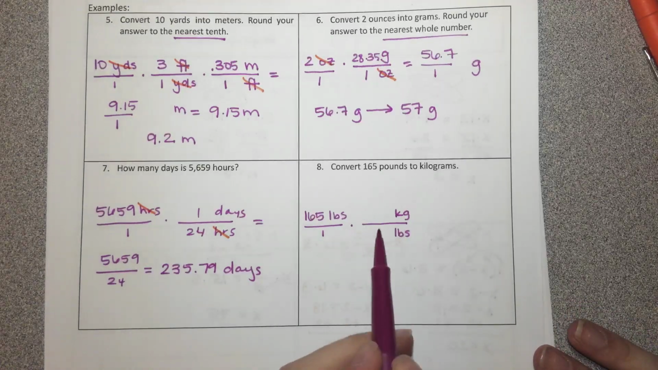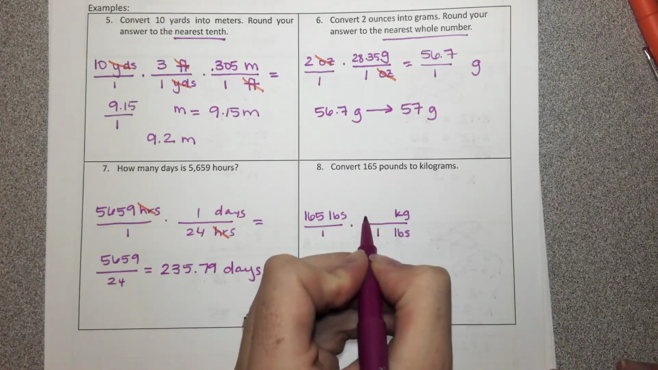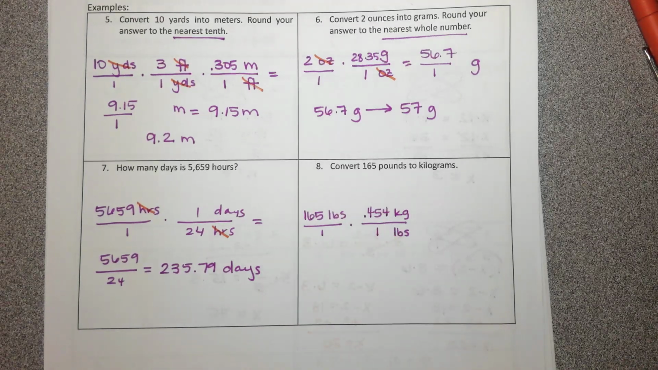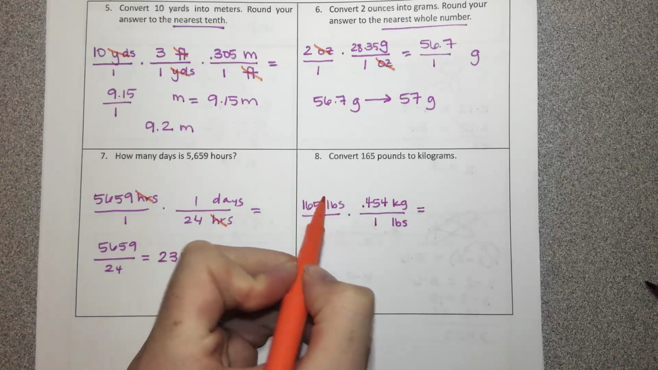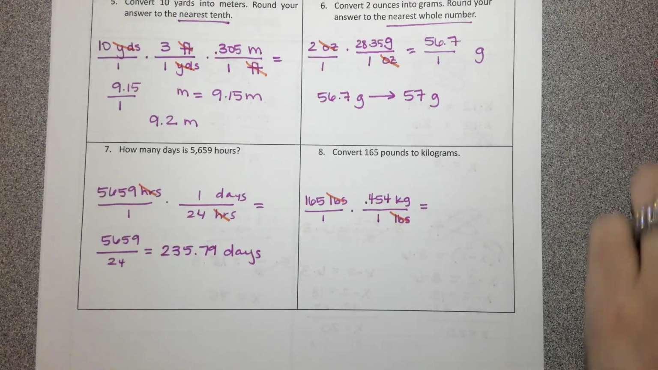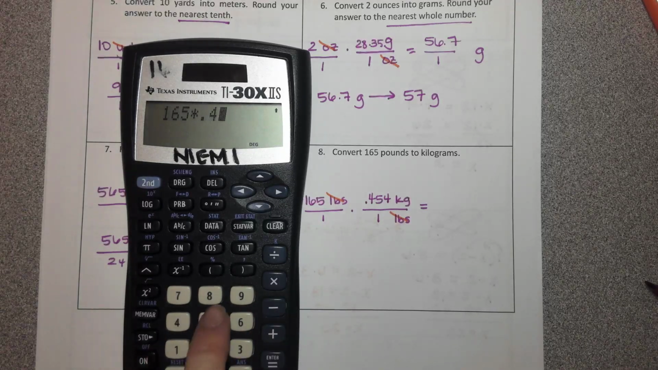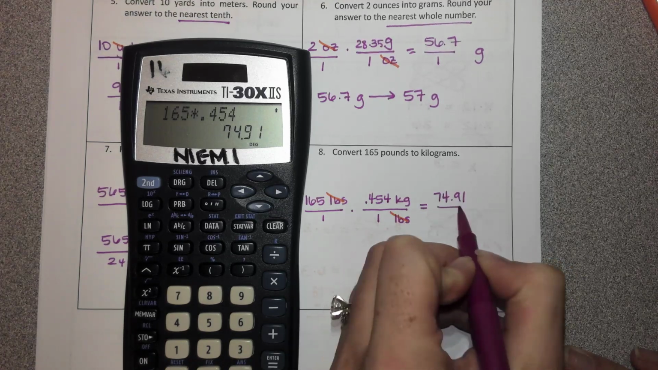What number is going where here? Where's the 1 going? Underneath. Okay, 1 pound is how many kilograms? That was 0.454. So we multiply across on the top, across on the bottom. Whoops, sorry. The pounds units cancel, and we're going to end up in kilograms. So 165 times 0.454 is 74.91 over 1.